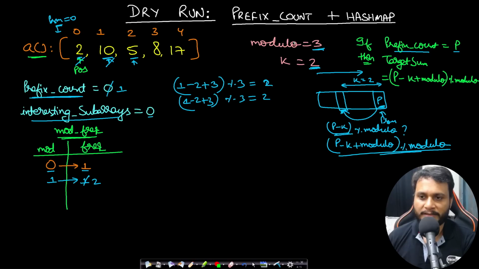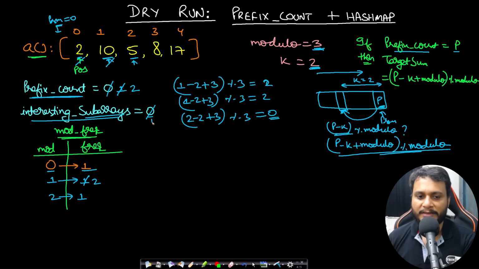So if you look at this, 5 mod 3 is equal to 2. So this is interesting. It will be incrementing the prefix count by 1. So take 2 frequency as 1. Now you need to search (2 minus 2 plus 3) mod 3. That means 0. How many times has 0 occurred? 1 time. So to my interesting subarray count, add 1 and this becomes 1. Okay. Right. I think this is clear. Now there is one interesting subarray ending at 2, which is the subarray from 0 to 2. Now simply move on to the next item. 8 mod 3 is 2. So this is interesting.